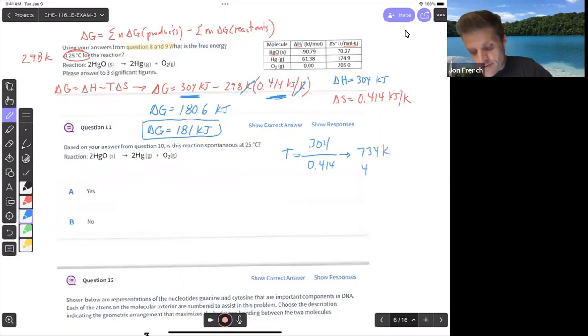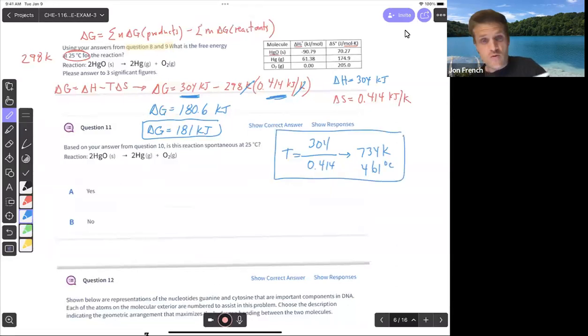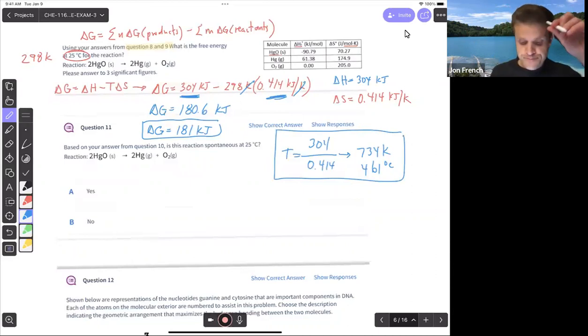or like 461 degrees Celsius is where that reaction would become spontaneous. All right, any questions on 10?